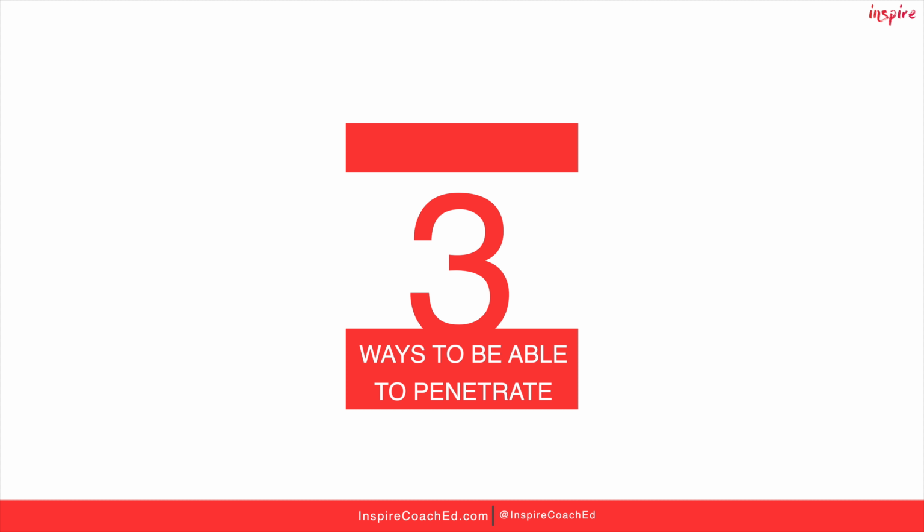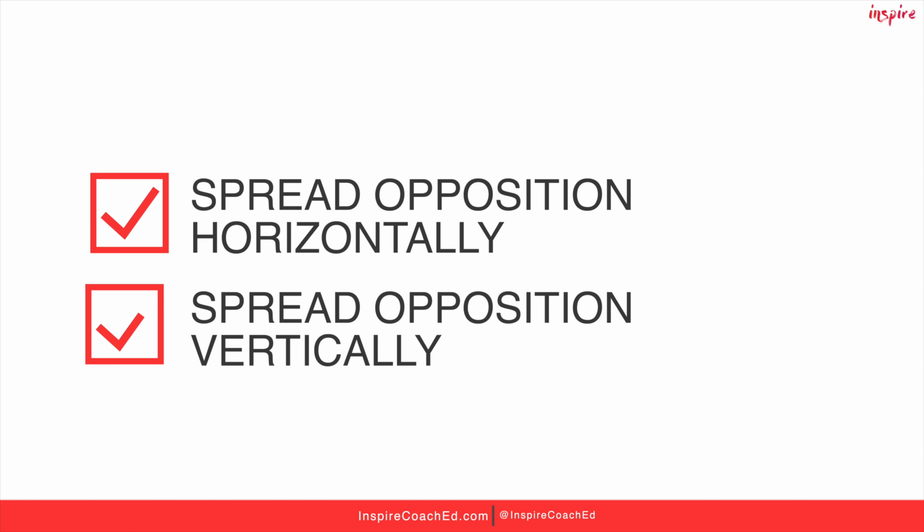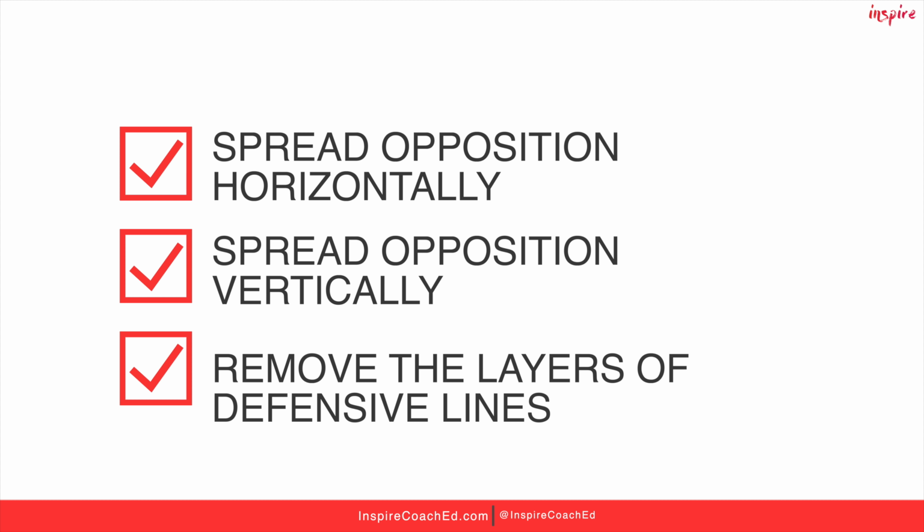What we talk about here is 3 ways to be able to penetrate. So one is to spread the opposition out horizontally and increase the defensive footprint that way. One is to spread the opposition out vertically and increase the defensive footprint that way. And the last one is to remove the layers of their defensive lines.